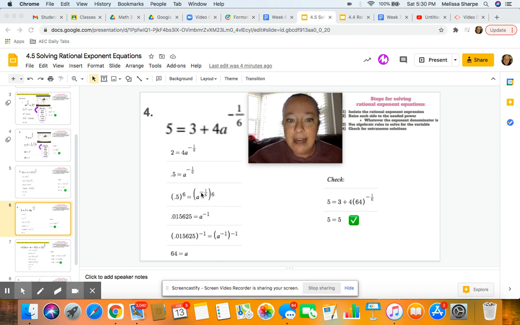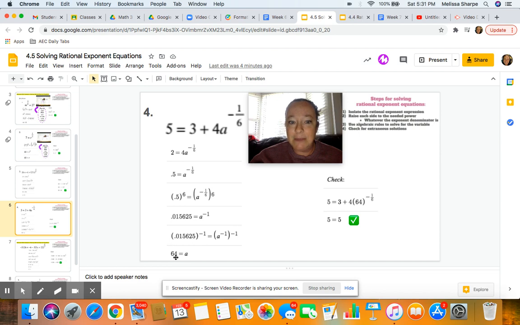And on the right side, negative 1/6 times 6, because a power to a power you multiply, is just negative 1. Now, I need to get just a to the first. That's how I solve for the variable. So I'm thinking of power to a power. If I raise both sides to the negative first, what's negative 1 times negative 1? That's 1. So I'll have a to the first.